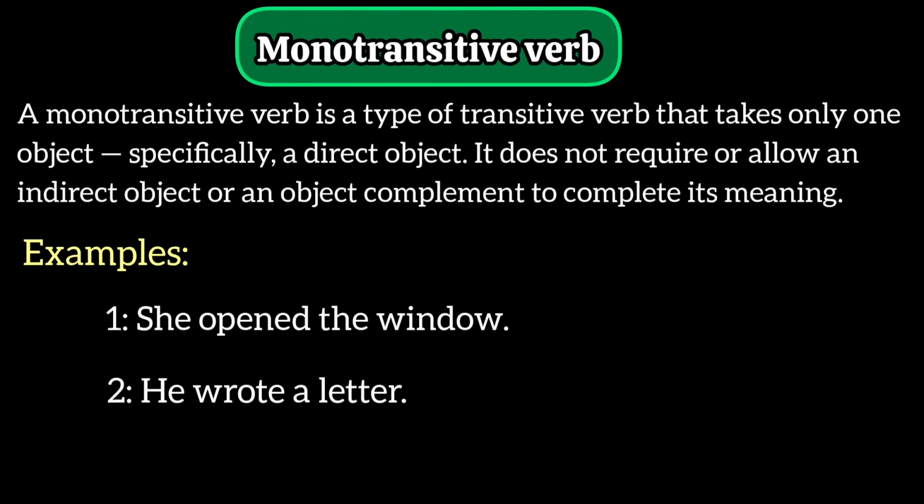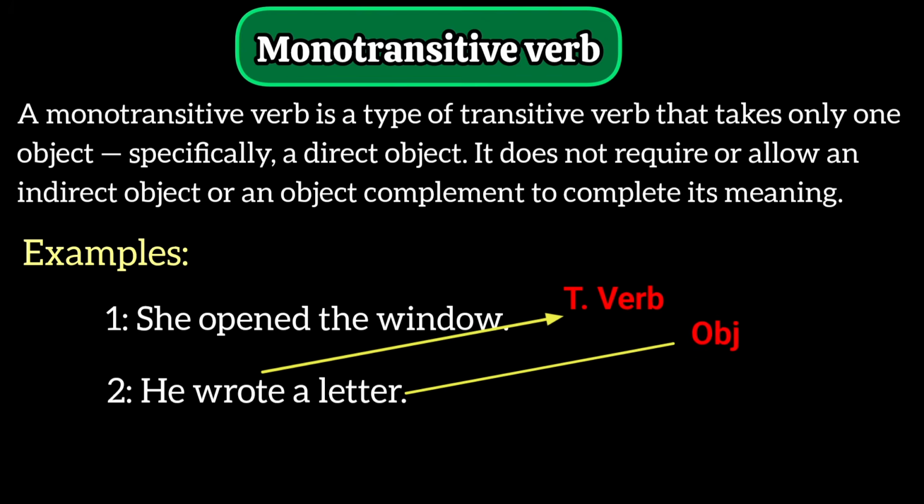He wrote a letter. Here, the verb wrote is monotransitive because it requires and takes just one direct object, a letter, to complete its meaning. The subject, he, performs the action of writing, and the object, a letter, receives that action. There is no second object or complement that explains or renames the object, which confirms that only one object is involved. Thus, wrote is functioning as a monotransitive verb in this sentence.